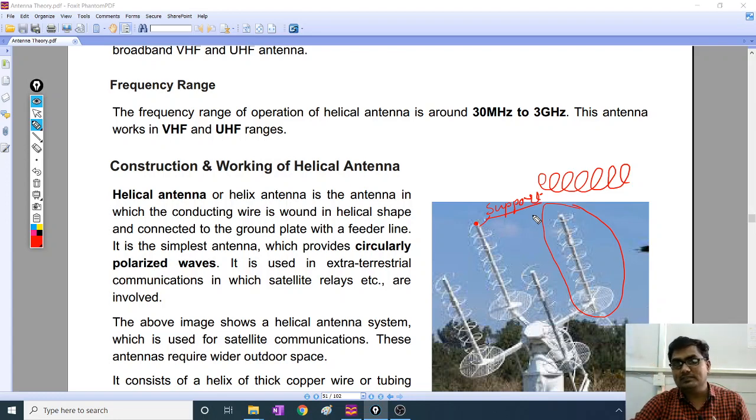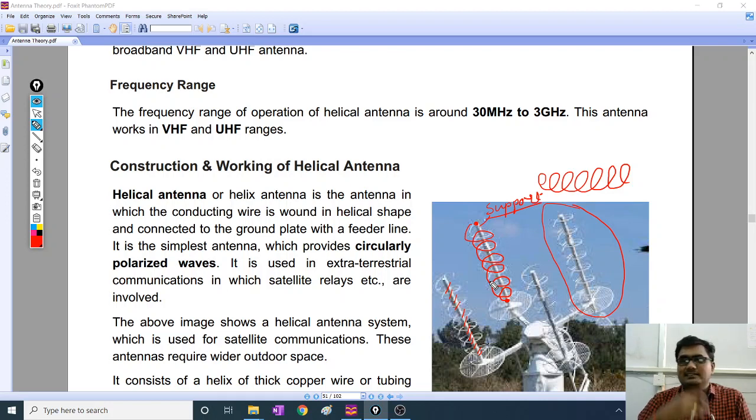So don't consider this rod, the middle rod. This middle rod I am talking about is not actually a part of the antenna. It's just a support to the antenna. So what is the antenna? The antenna is this one. Look at this. This is the actual antenna. It is wound around the rod. This is the actual antenna, or helical antenna, or helix antenna.